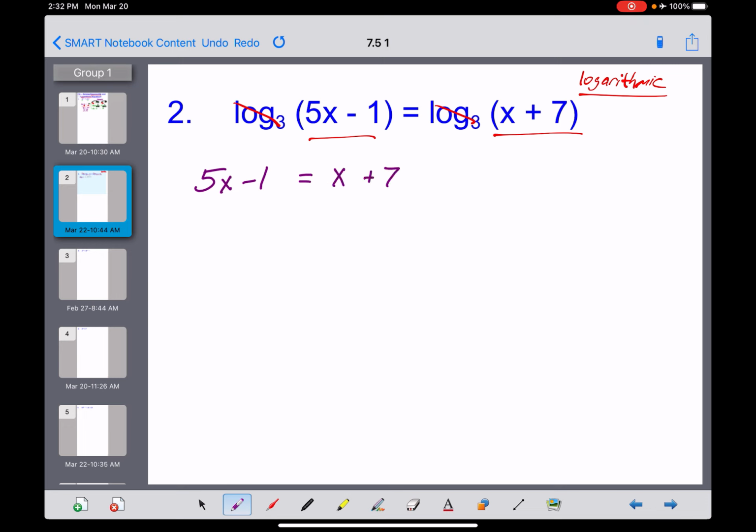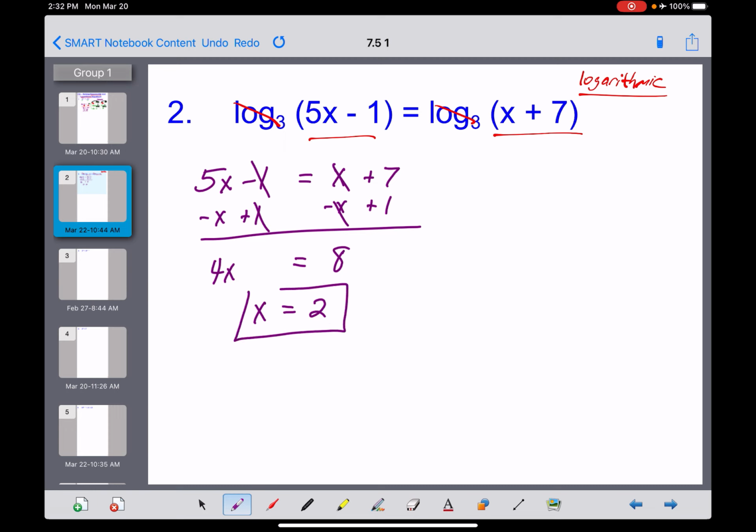Let me go ahead and finish this problem, again, doing it the quick way, and then we'll come back and talk about why it works. So I would just subtract an x from both sides and add a 1 on both sides at the same time. 5x minus x is 4x. Those terms cancel, and 7 plus 1 is 8. Divide by the 4 and get x equals 2.